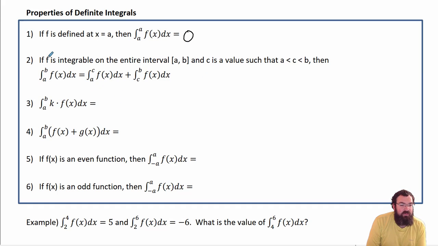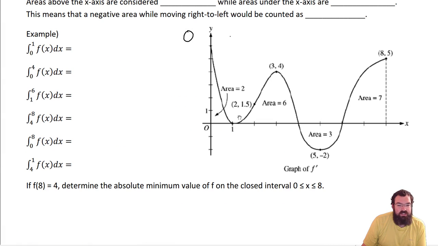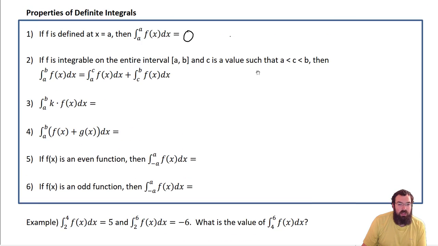In this case, if f is integrable on that entire interval and c is in between the values a and b, then I can break up the integral from a to b of f of x into the integral from a to c, and then from c to b. That's very similar to what we did up here, where from 1 to 6, I had to break up this piece here and this piece here, 6 minus 3. Instead of going from 1 to 6, I had to break it up into multiple different intervals. That shouldn't be anything new.